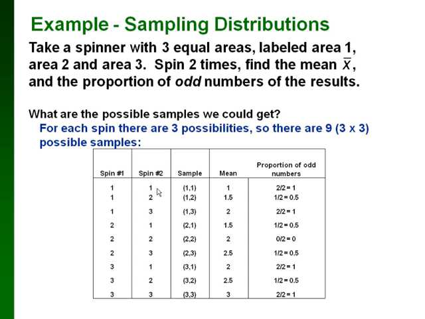So here's spin 1 and spin 2. So here are our 9 samples. Then we can calculate the mean for each sample. And for this column, we look at the proportion of odd numbers in the sample. For example, in this sample 1, 1, both numbers are odd. So our proportion is 2 out of 2, or 1. So our different possible proportions of odd numbers are either 1 or 0.5 or 0.